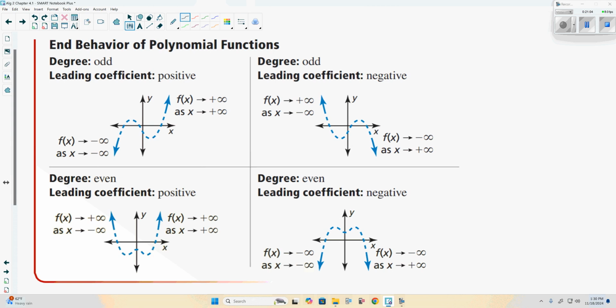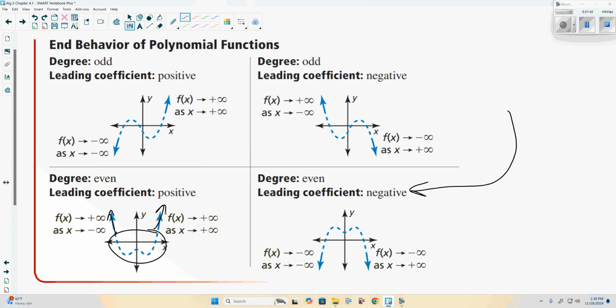So if we look at, say, even degree polynomial functions, eventually they're all going to open up or down. And if it's even and positive, eventually, no matter what happens here in the middle, it's going to go up. The two ends are going to go up. At some point, they're both going to go up. If it's even and negative, the two ends, the end behavior, is going to go down.